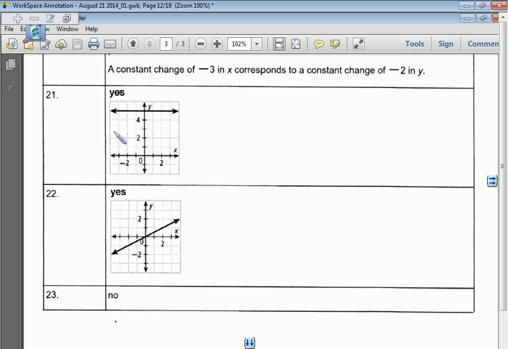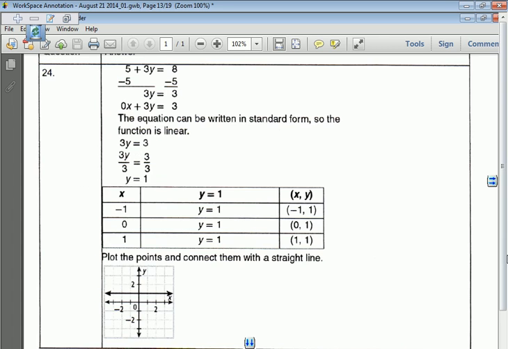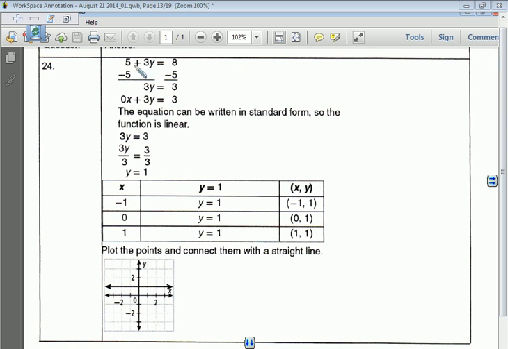Okay. 21 was yes. There's the horizontal. 22 is yes. There's the diagonal. 23 is no. And then 24. When we rewrite this and solve for y, we get y equals 1, which is this horizontal line. So no matter what we plug in for x, y is always 1. Well, there's no place to plug in the x, is there? So no matter what, y equals 1. So when we're making the table on these, no matter what value we pick for x, the y is 1.